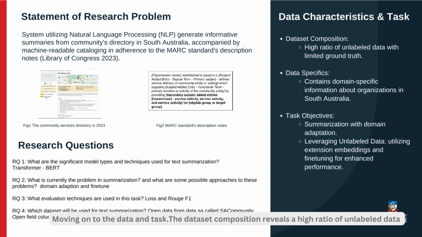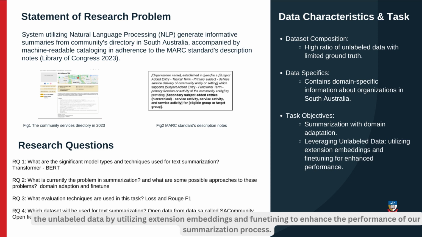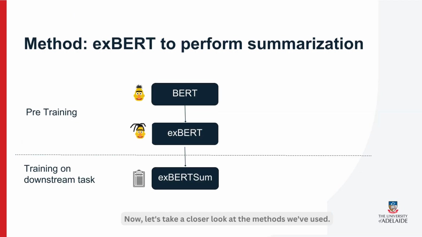Moving on to the data and task, the dataset composition revealed a high ratio of unlabeled data with limited ground truth, also their organization in South Australia. The main task is to perform summarization with domain adaptation. Specifically, we aim to leverage the unlabeled data by utilizing extension embedding and fine-tuning to enhance the performance of our summarization process. Now, let's take a closer look at the method we have used.